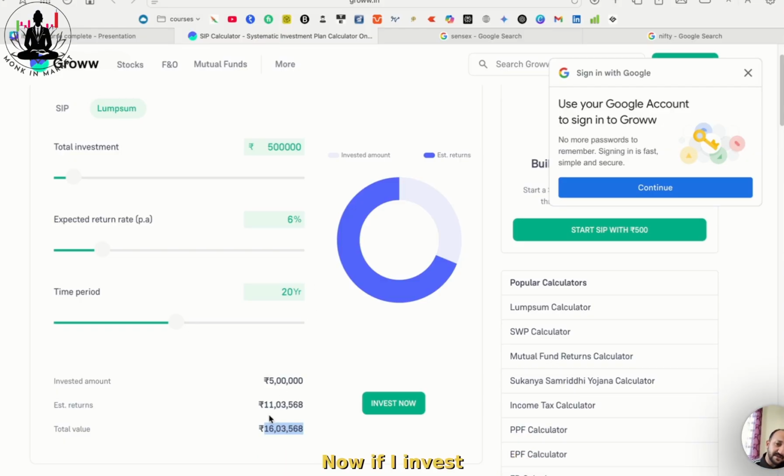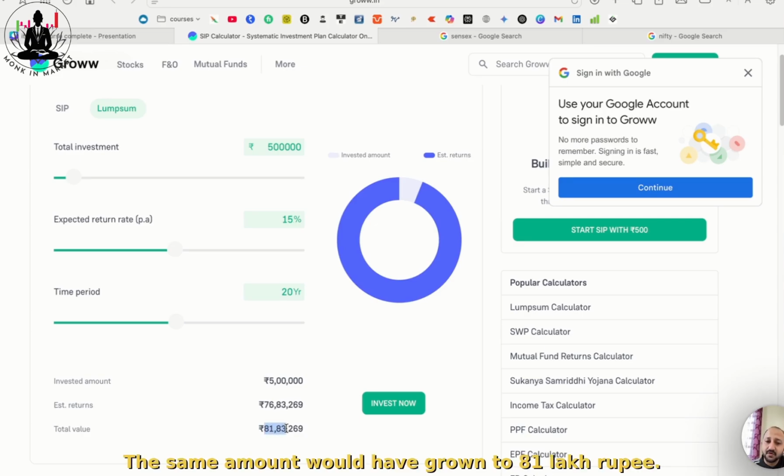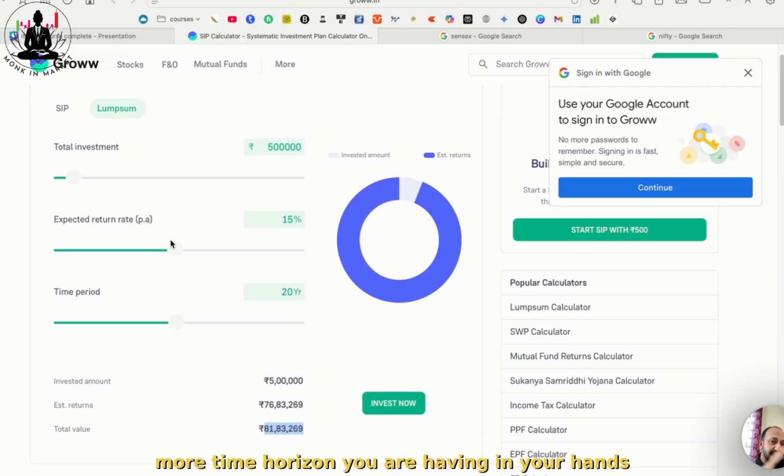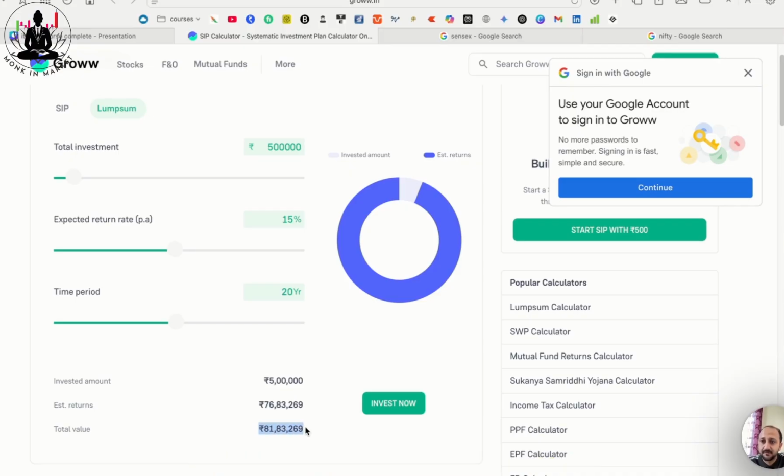Now, if I invest the same 5 lakh rupees at the rate of 15%, let's see, the same amount would have grown to 81 lakh rupees. Just see, guys, this is what compounding is, right? The more time horizon you have in your hands, meaning the longer you stay in any investment, and if the interest rates are more than inflation rates, definitely your money will grow, and this money will convert into wealth. Wealth means good accumulated money.